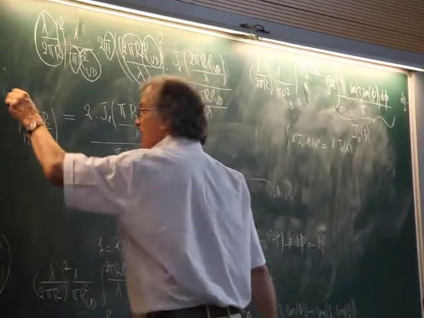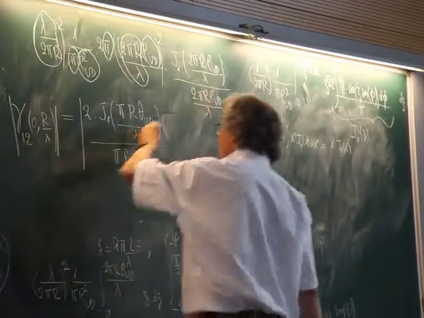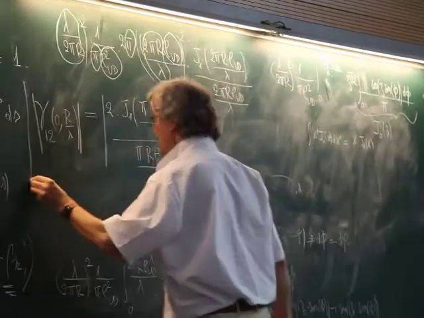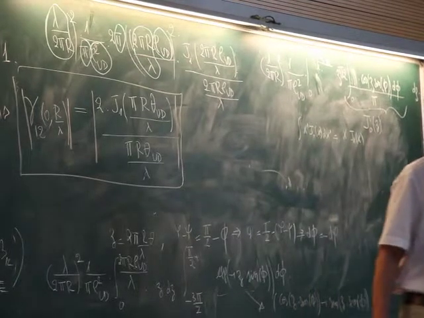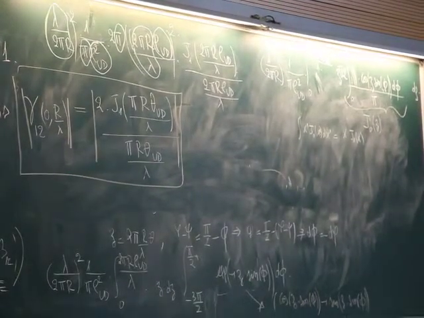Now if I take the module, this is what I obtain. I obtain that the visibility of the fringes when I observe a star is just given by that expression. And this is very, very often applied by people when they observe single stars, measuring their angular diameters.